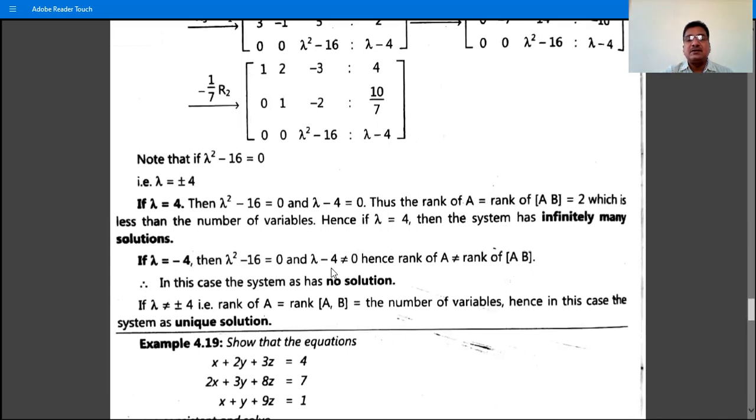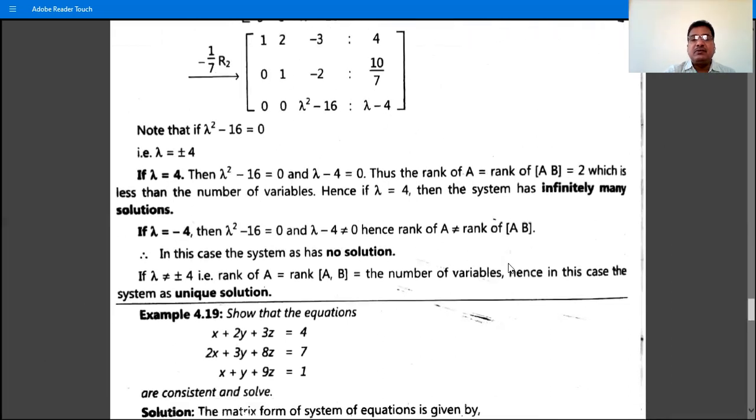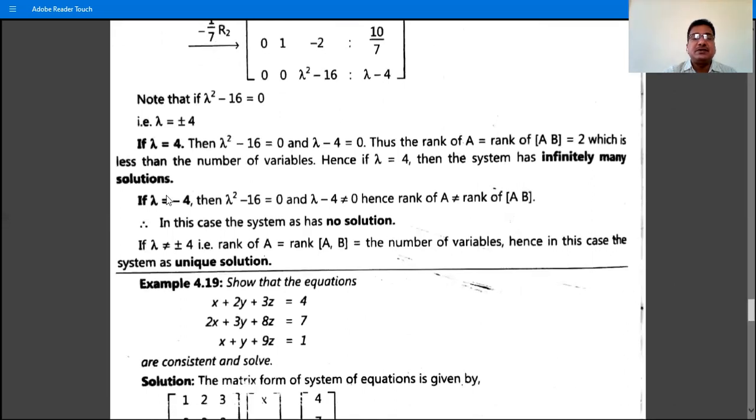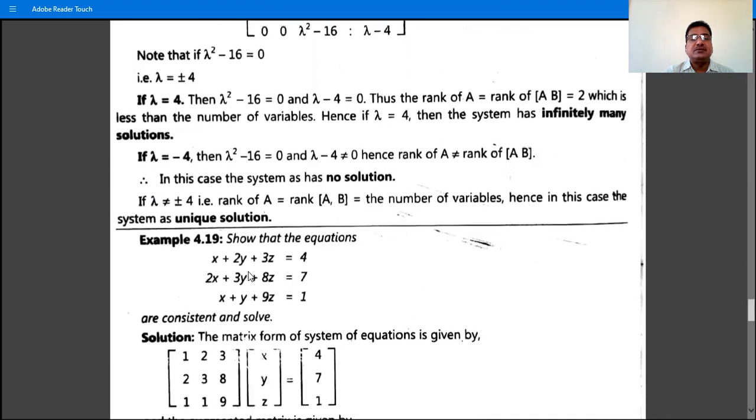And in this case, the rank of A is 2, and rank of AB is 3. That is, rank of A is not equal to rank of AB, and the system has no solution. That is, if lambda is minus 4, the system has no solution. And if lambda is not equal to plus minus 4, then both lambda square minus 16 and lambda minus 4 are not equal to 0. And in this case, rank of A is equal to rank of AB is equal to 3, is equal to the number of variables. Hence, in this case, the system has unique solution.